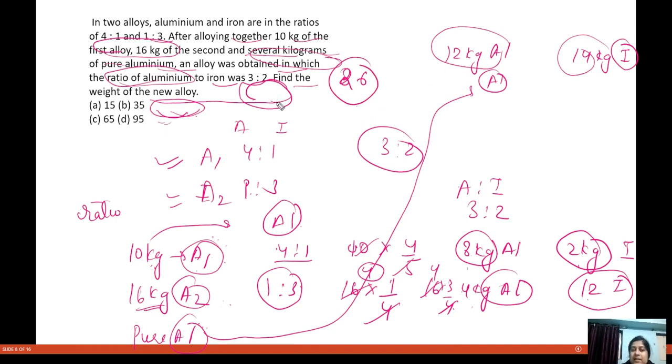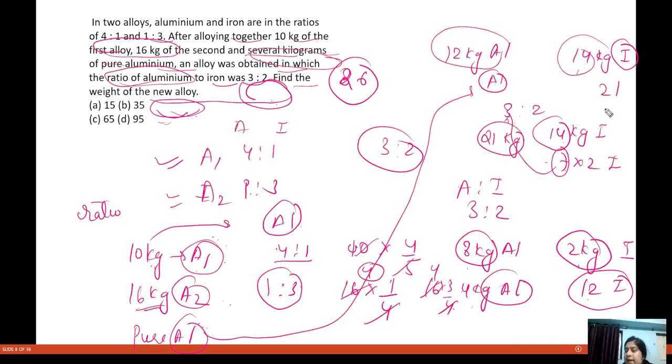Now see, let us make this in 3:2 ratio. So you are having this 14 kg of iron, and this is two parts. So what is three parts? See, here 7 into 2 is iron, so that means 7 is the multiplier we need to multiply here. So we need 21 kg aluminium. So total weight is how much? 21 plus 14, so that makes us 35 kg.